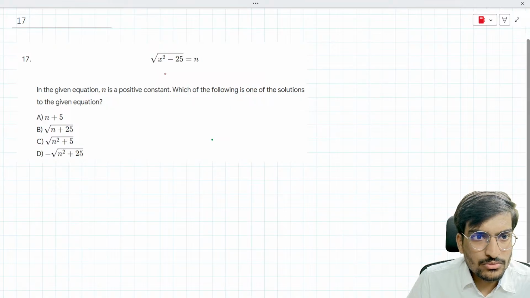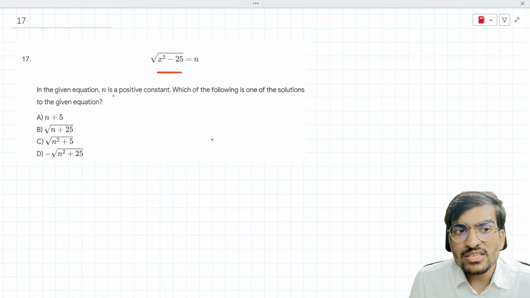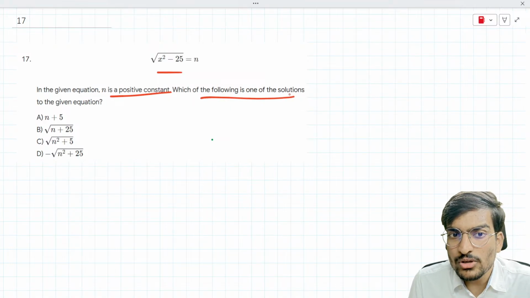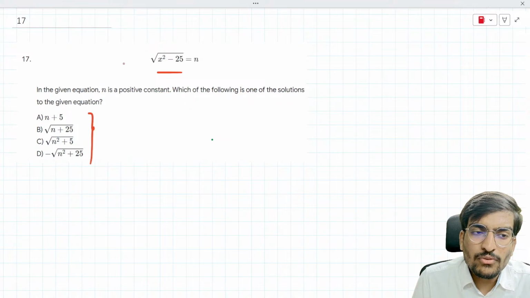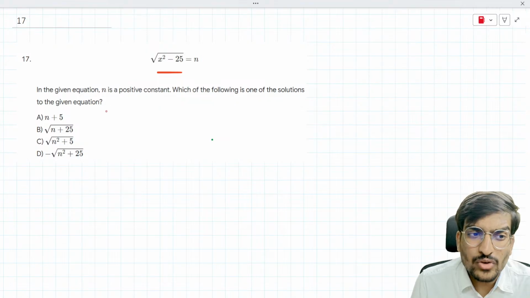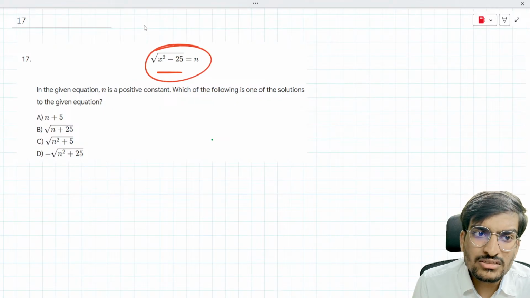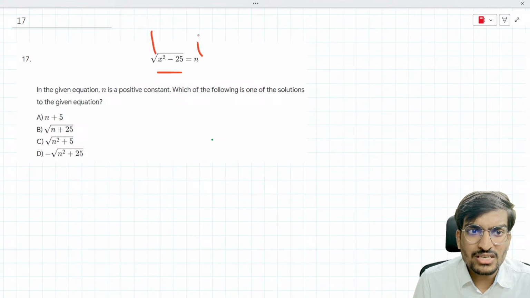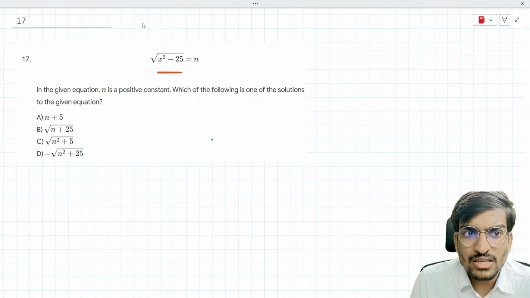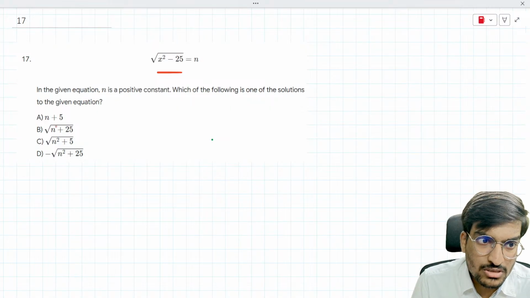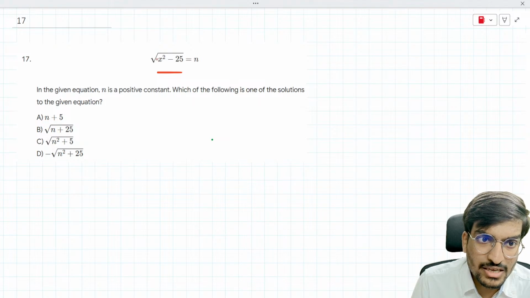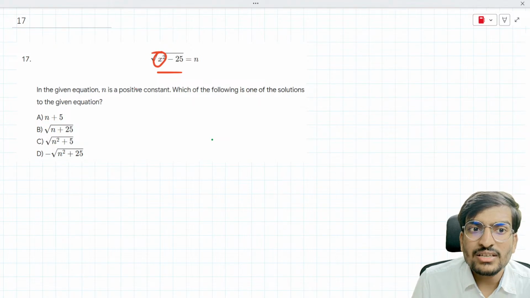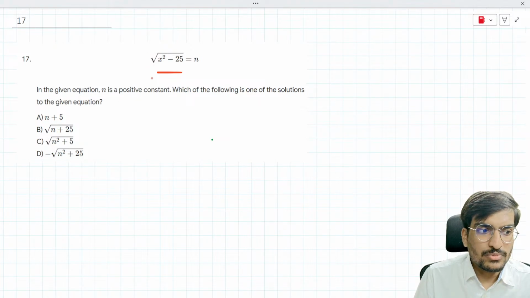So now they have given an equation. In the given equation, n is a positive constant. Which of the following is one of the solutions to the given equation? They said one of the following is the solution, but they didn't say what they are asking us to find. Here we have two unknowns, one is x, one is n. What do we need to find? Check the options. All of them are in terms of n. Every option has n, which means we need to find the value of x. That will be the solution.